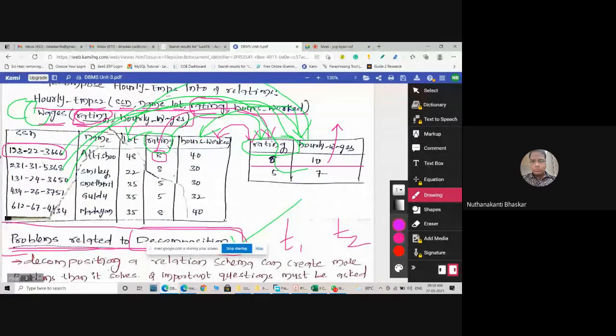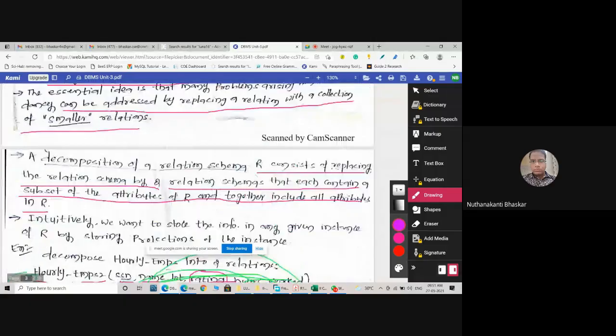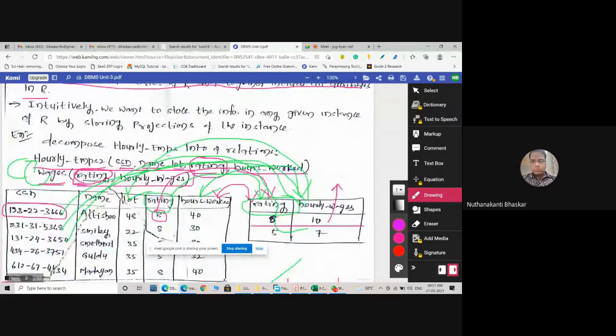Now, this table contains redundancy. We cannot solve this redundancy, but anyway, we are reducing some redundancy with the help of this decomposition. This is exactly what decomposition is. Is it clear, everyone? All of you clear on this?